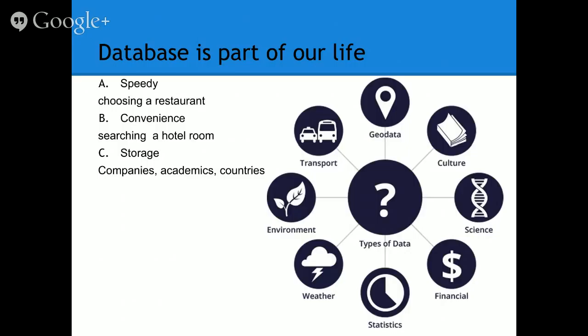The third one is storage. Companies keep employees' files, keep accounting finance information and update them through database. Also, academics keep the student information and grades in database, and the country saves all people's identities in a huge database.